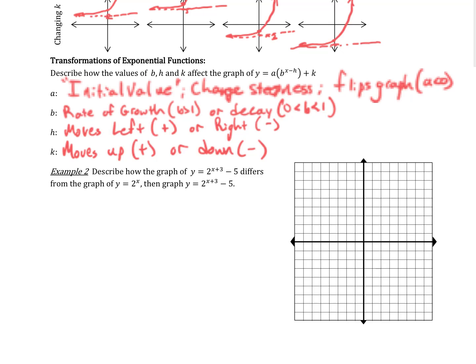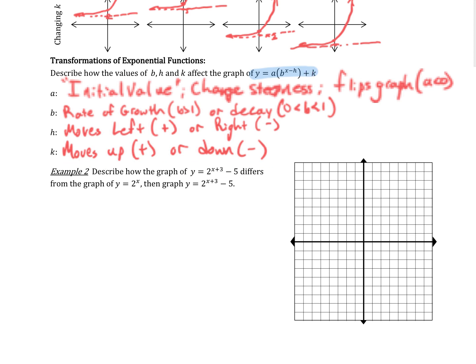So we've seen that when we have the equation of an exponential function in this form, the graph will be transformed in this way. The A is going to change the steepness or flip the graph. That B value is going to change the rate of growth, whether it's growing up to the right or decaying down to the right. The H is going to move left and right. The K is going to move up and down.